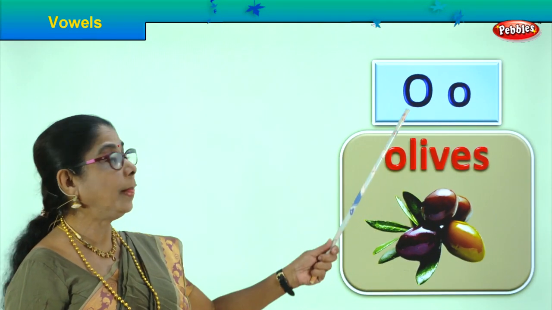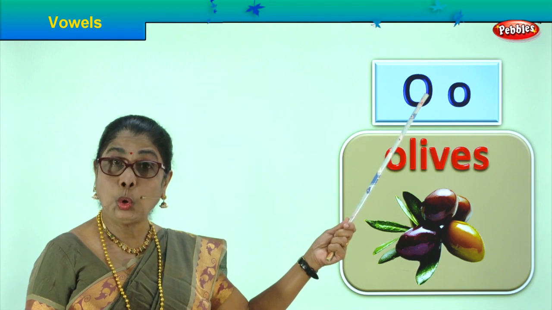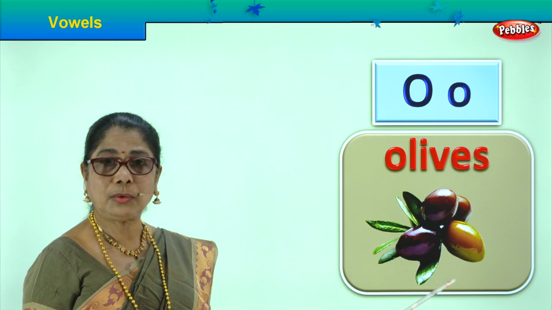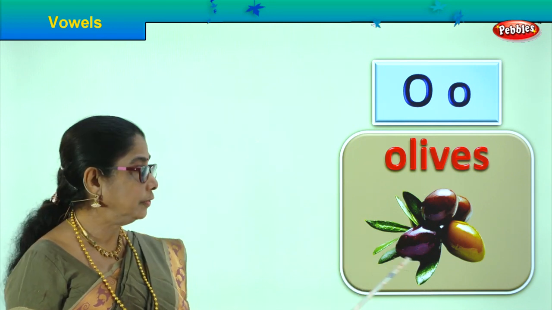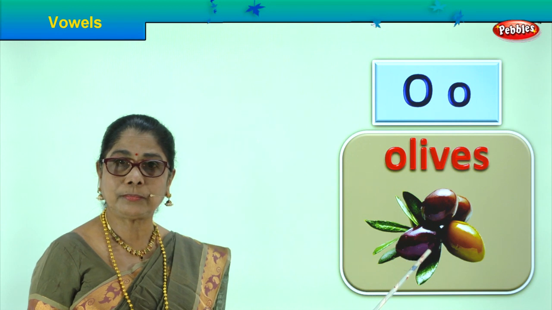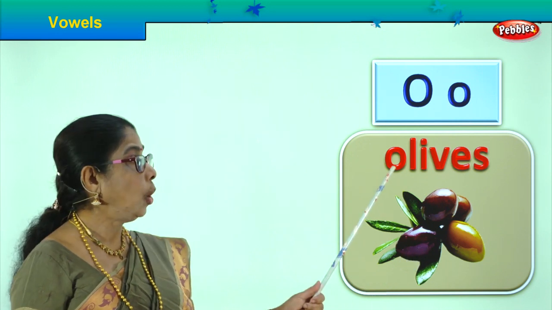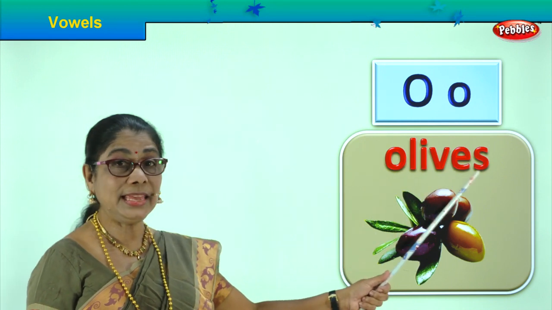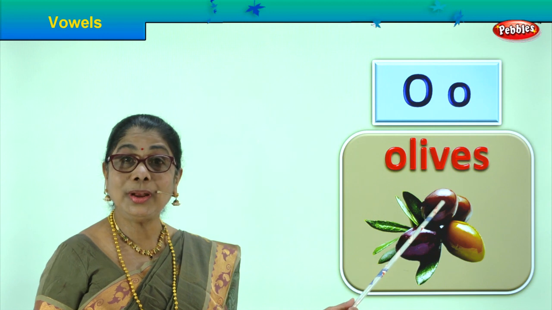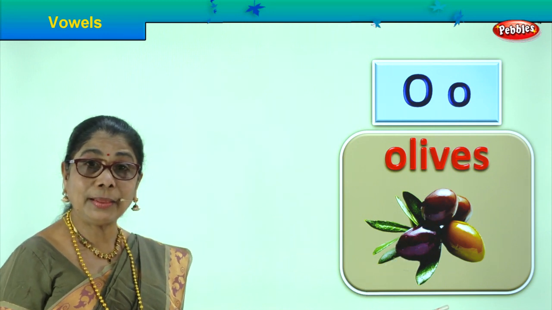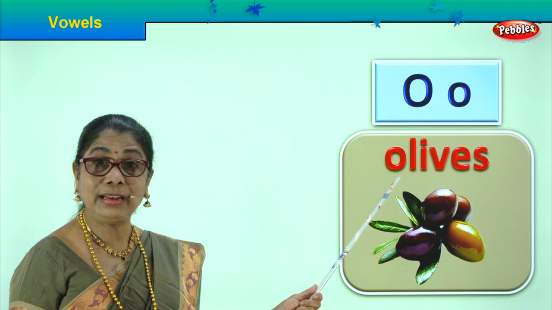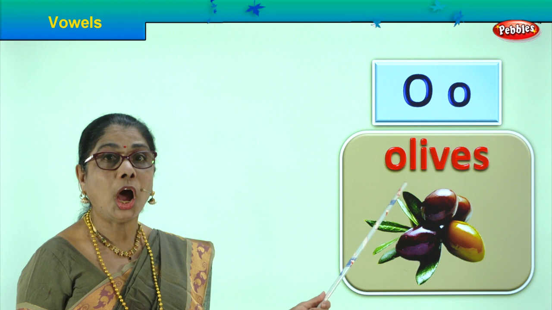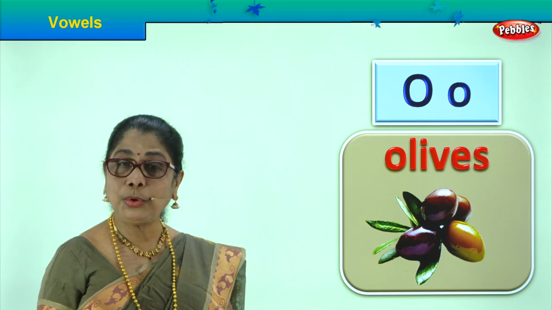See what we have here. Letter O, sound O. Olives. What is this? The picture of olives. A very tasty fruit. Olives. O. Olives. O-L-I-V-E-S. Olives. You are learning to read the word, looking at the picture, and the first letter of the word is the vowel O. Sound O. Good. Shall we go to another picture?